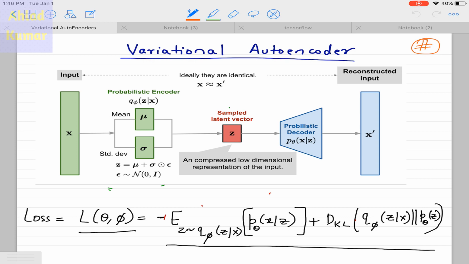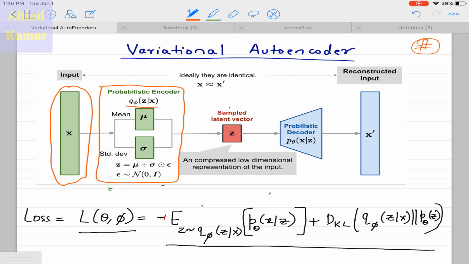Just to recall, I am repeating the variational autoencoder image here again. You can see we have an input feature vector denoted by x, which is fed into the probabilistic encoder, given as q phi of z given x. The output of this encoder is the sampled latent vector z, which is fed into the probabilistic decoder, defined by p theta of x given z. The output of this decoder is the reconstructed image.